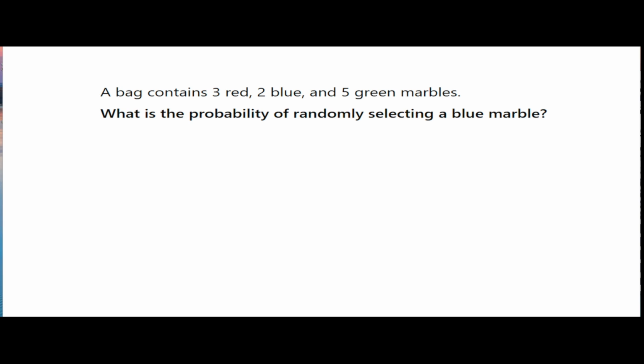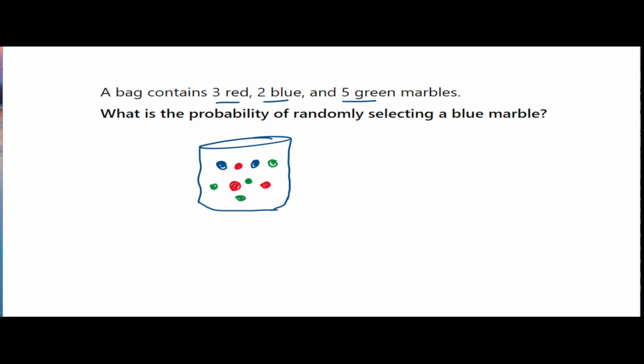So a bag contains 3 red, 2 blue, 5 green marbles. Okay, so let's just draw a bag. It's a maths lesson, it's not an art lesson. So 2 blue, 3 red: 1, 2, 3. And 5 green marbles: 1, 2, 3, 4, 5. What is the probability of selecting a blue marble?